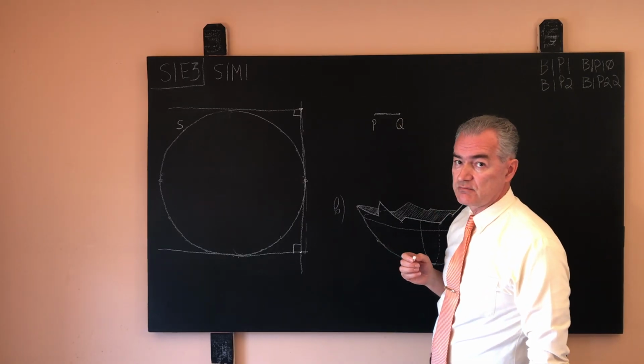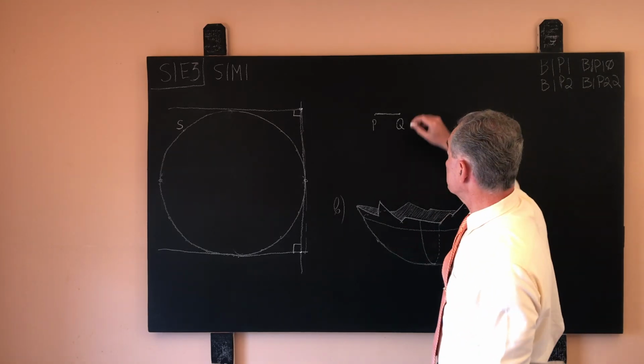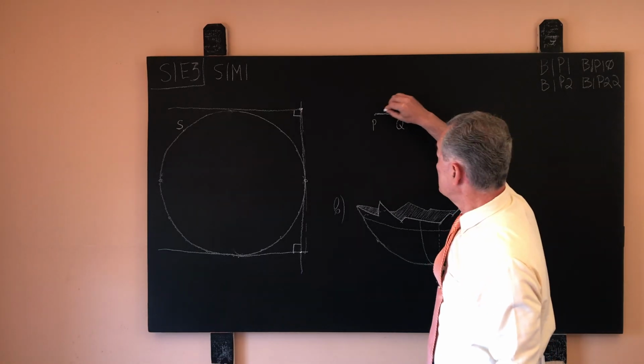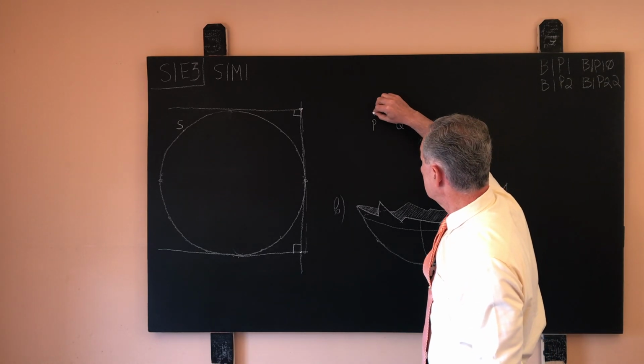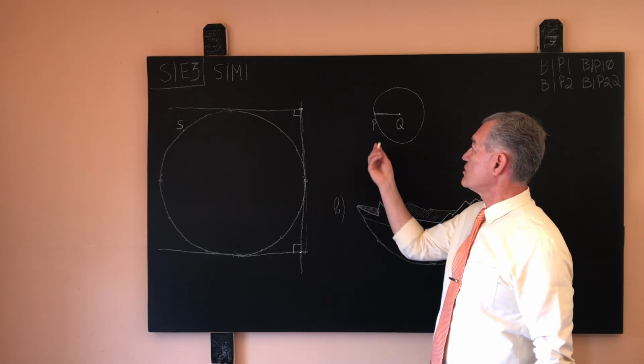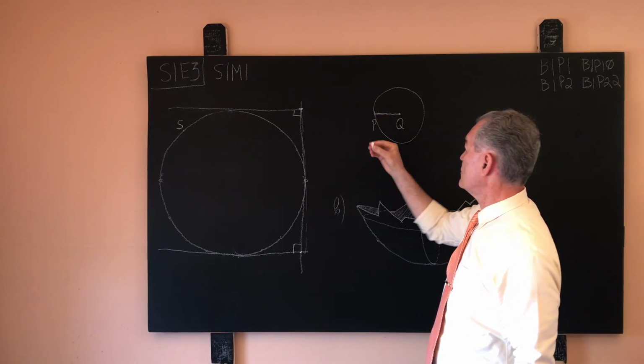How can this be done? Well, this can be done with 3 lines, 2 circles, one circle centered at the point Q with the radius QP, like so, and another circle centered at the point P with the radius PQ, like so.